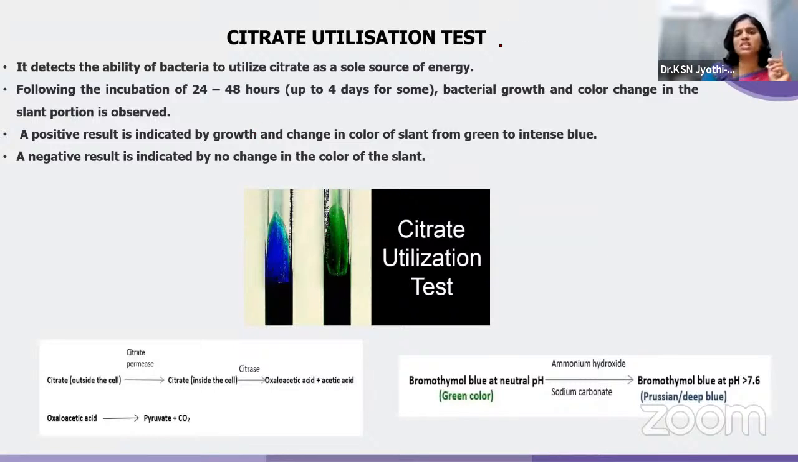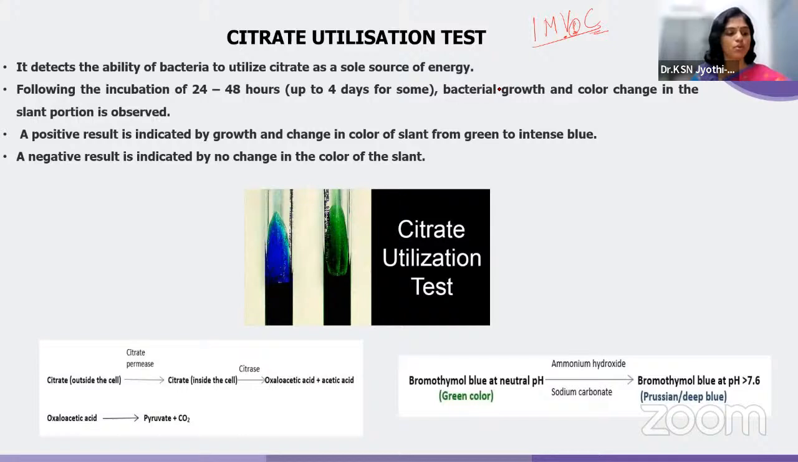Now the last one in the series that we are talking about, indole, methyl red, VP and citrate. Here in VP, Voges-Proskauer test is what is important. I is just used for the formation of an abbreviation. It doesn't as such have any importance. The last test is the citrate utilization test. It detects the ability of bacteria to use citrate as a sole source of energy.